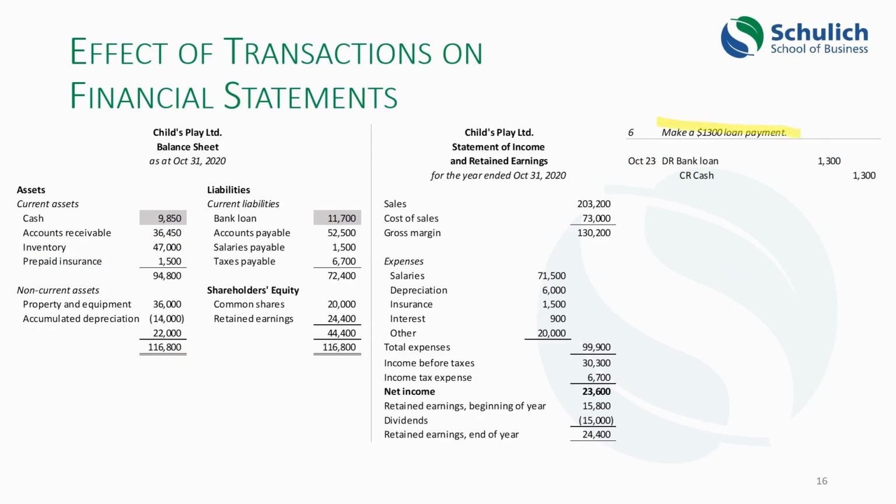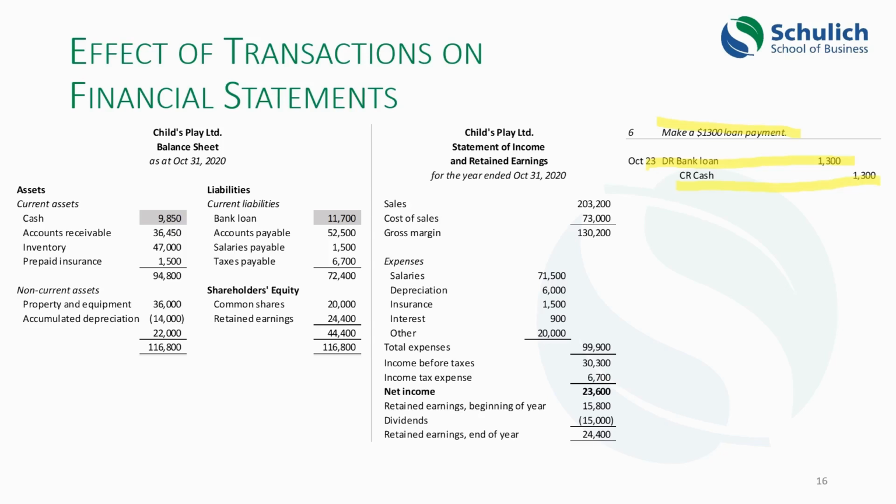Transaction number 6. We're going to make a $1,300 loan payment to the bank. Now, if you recall from the previous slide, we had a bank loan balance of $13,000. The bank loan is a liability, it has a credit balance, and we're going to debit that by $1,300, reducing the bank loan balance. And where's that money coming from? We're taking it out of our cash account. The cash account normally has a debit balance, so we're going to credit that with $1,300.